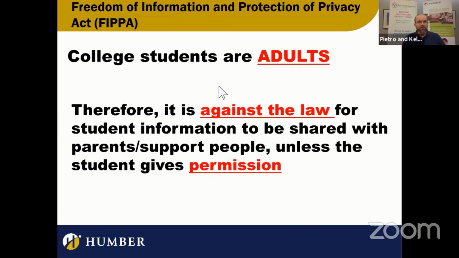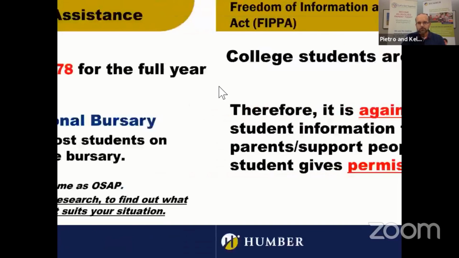Welcome, everyone. So I'm going to talk a little bit about the Freedom of Information and Protection of Privacy Act, which more and more parents will hear about, students will start hearing about. College students are adults, therefore it's against the law for student information to be shared with parents and support people unless the student gets permission. So very important for parents. It's a transition definitely from high school going into post-secondary. It's the same for our students at CICE.